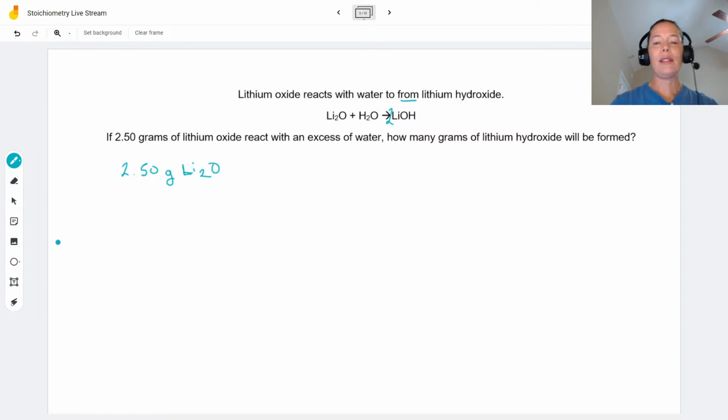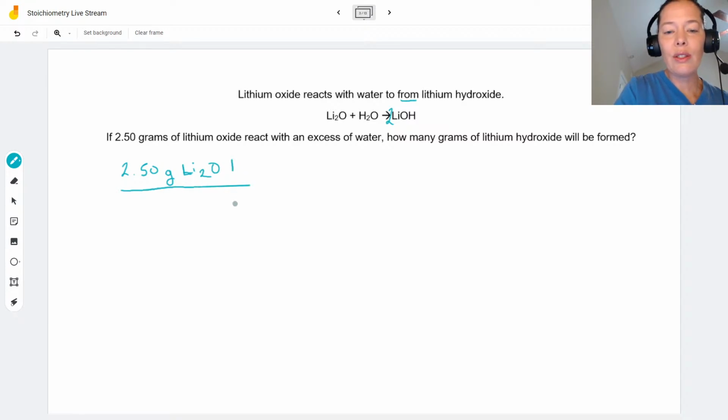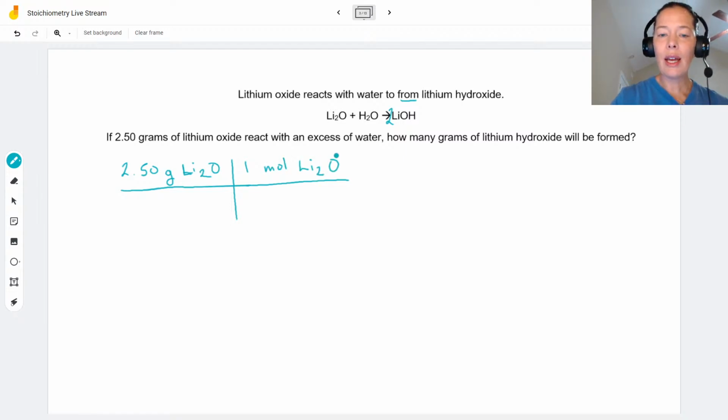Now I have a little bit of a problem here. I know I want to use my mole ratio, but I'm in grams right now. I can't use a mole ratio if I'm starting with grams. So my first order of business is going to convert these grams into moles. And the way we do that, of course, is with the molar mass. So I'm going to have in the numerator 1 mole of lithium oxide.